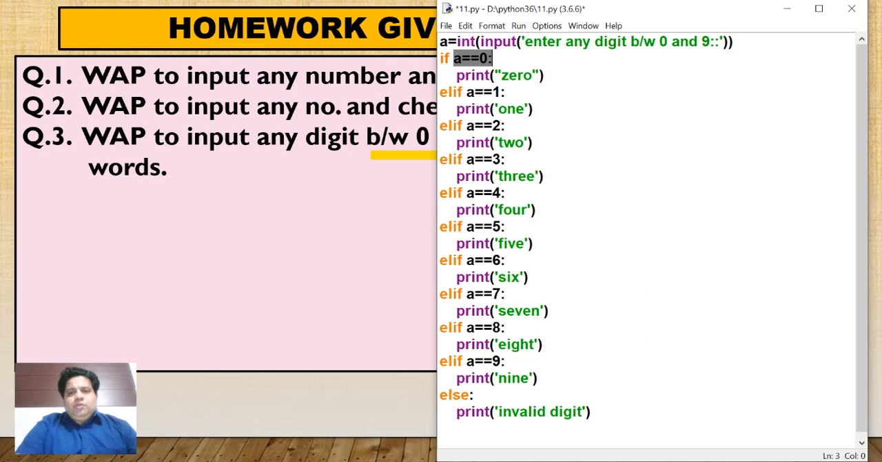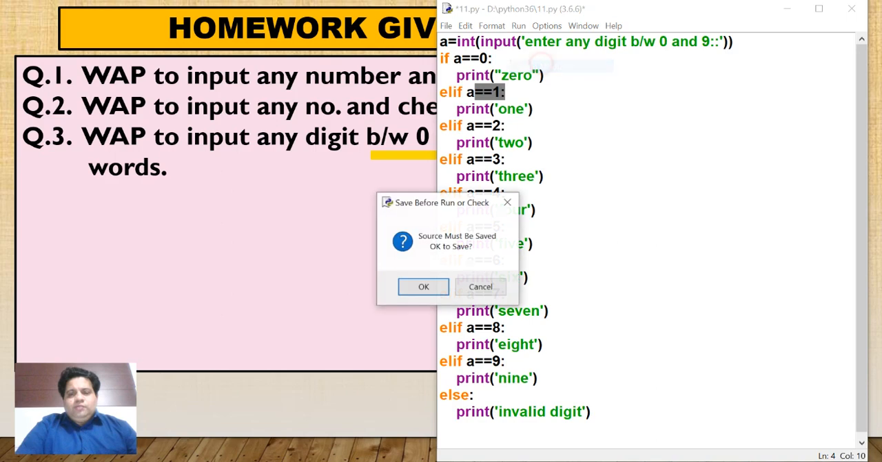So if A is equal to 0, print 0. Now see here I have printed 0 within double quotes. This is known as a string. You can print a string within double quotes or within single quotes. So if A equal to 0, if A equal to 1, elif A equal to 2. Now run this program.